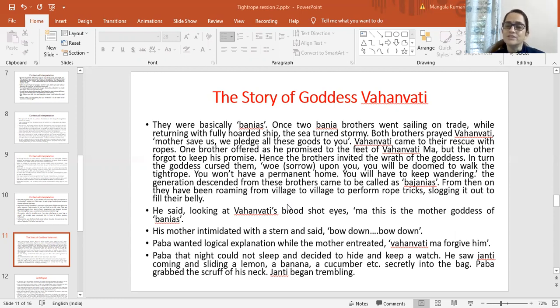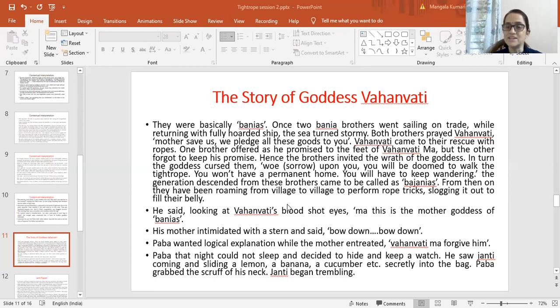So now again, the story switches back to present reality. Paba is there with his mother. Okay, mother took him in front of Vahanvati goddess photograph, and Paba, looking at the bloodshot eyes of Vahanvati Shakti goddess, said to his mother, "Ma, this is the mother goddess of Banyas, not ours." So his mother intimidated him with her stern look. No, you should not talk about the goddess in this way in front of goddess. Bow down, bow down. Sternly, she intimidates him.